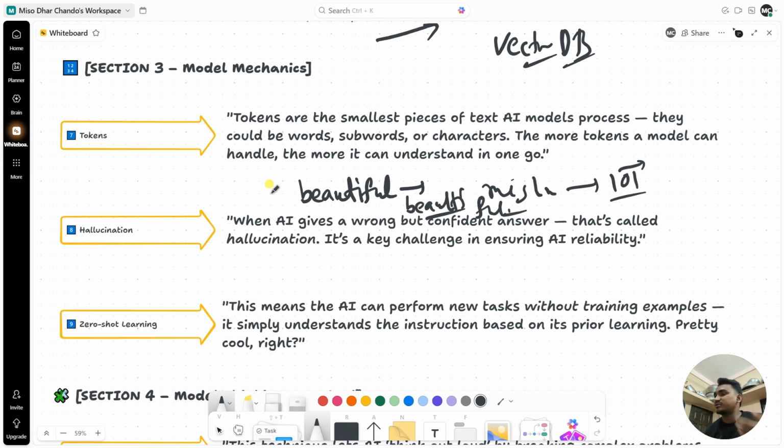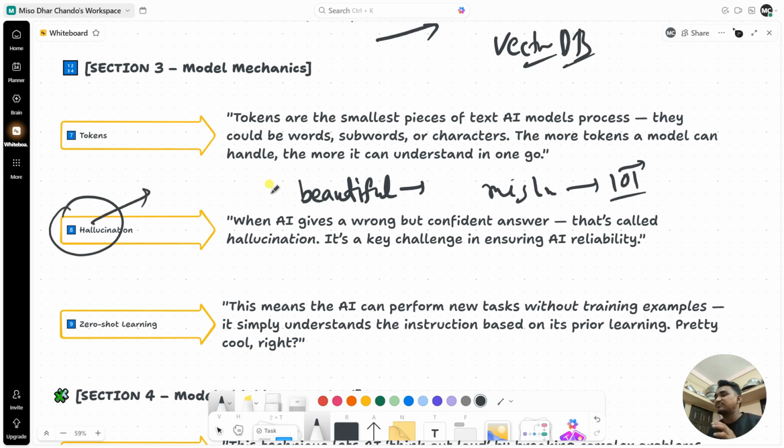You can also do it character-wise. B is a character, E is a character, A, U, T, I, F, U, L, each is a character. Like that, it does character-based tokenization. The most important one, used by ChatGPT, is called subword tokenization. The more tokens a model can handle, the more it can understand in one go. So the more tokens we give it, the more it can tackle.